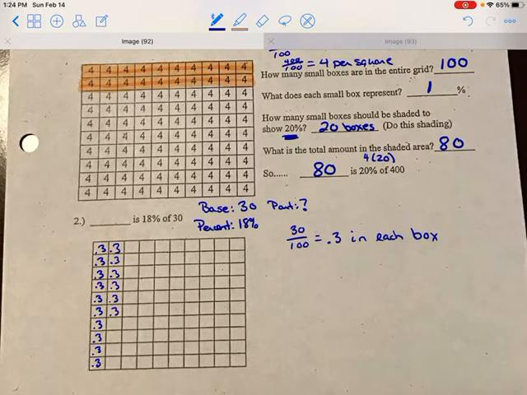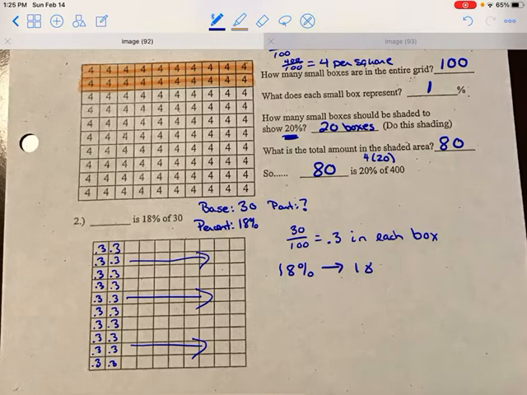Now if you're doing this with younger kids, you may want to start out with these already filled, or maybe have a computer program that fills it for them. So I'm just going to fill out 2 columns and kind of do that to indicate that I really filled out all 100. All right, so now we've taken care of the base, so let's move on to the percent.